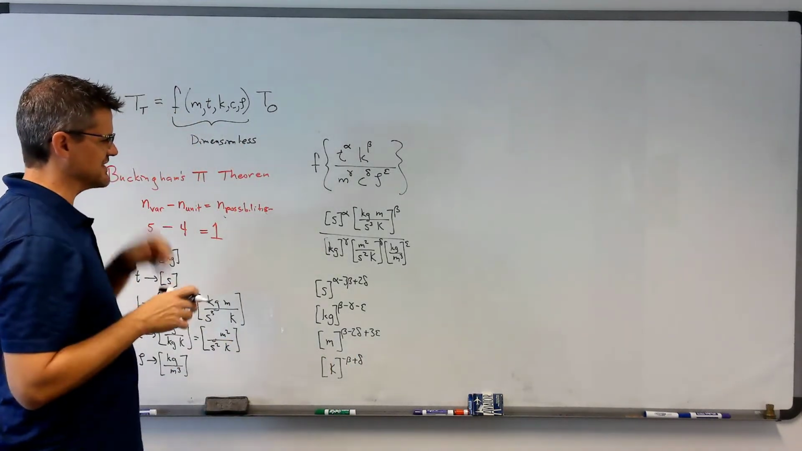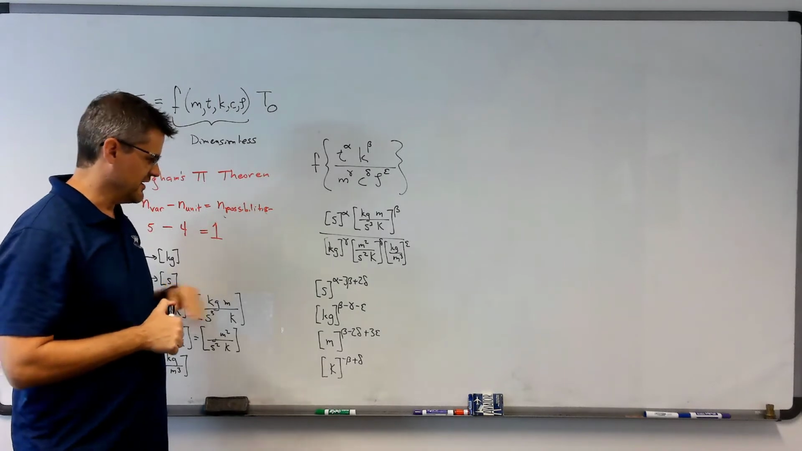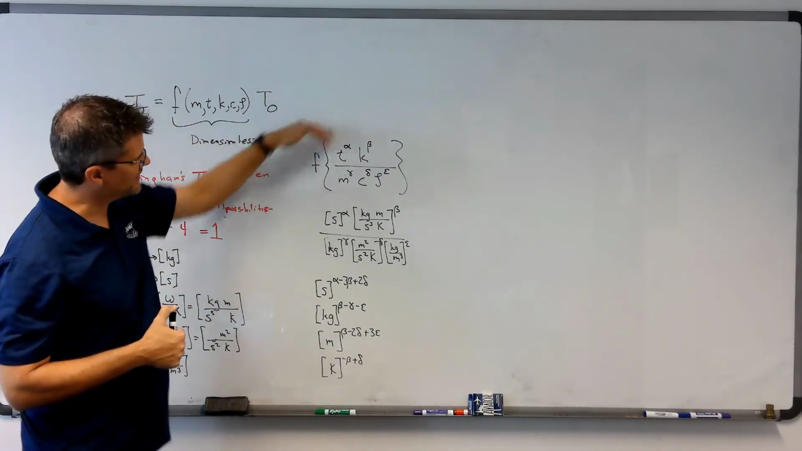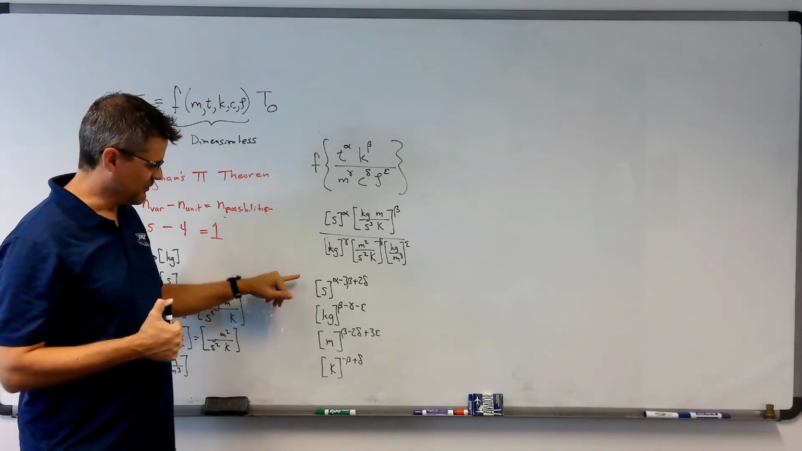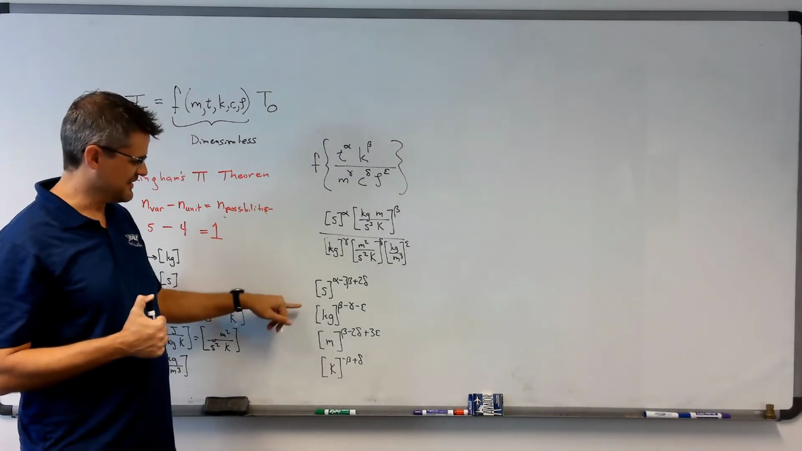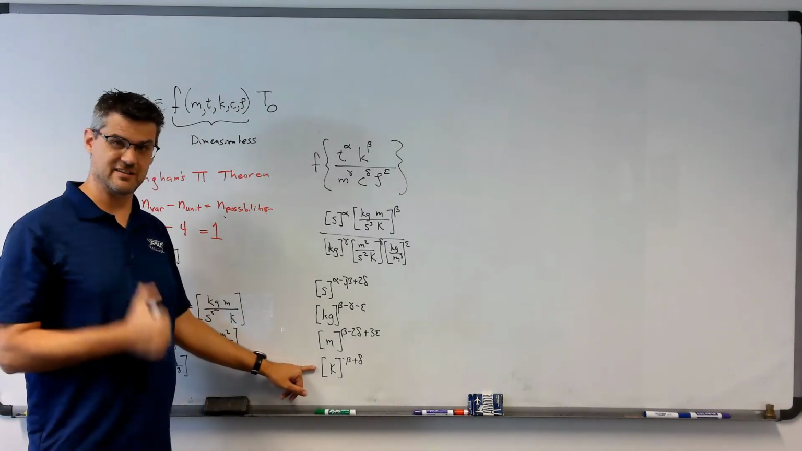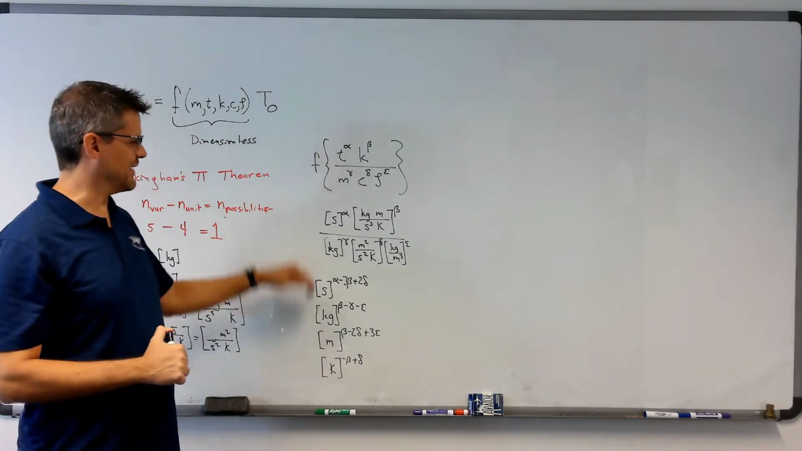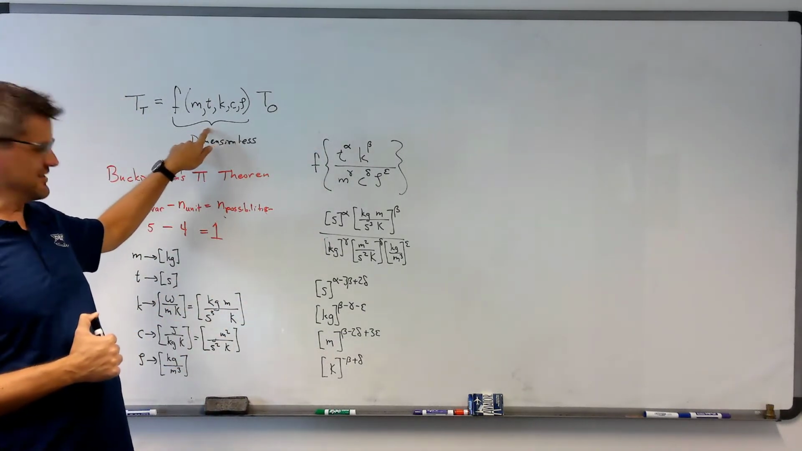So grouping these things together, I don't know what alpha, beta, gamma, delta, or epsilon are, but as far as putting this functional form together, grouping all of the units together, we are going to have seconds to this power, kilograms to this power, meters to this power, and Kelvin to this power. Except when I group all of these things together, I need something that's dimensionless.